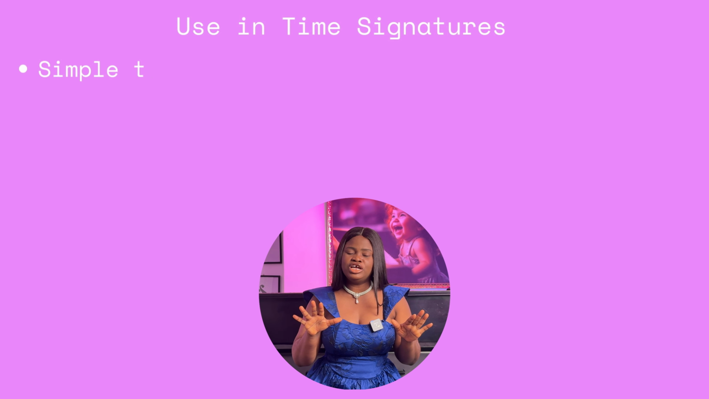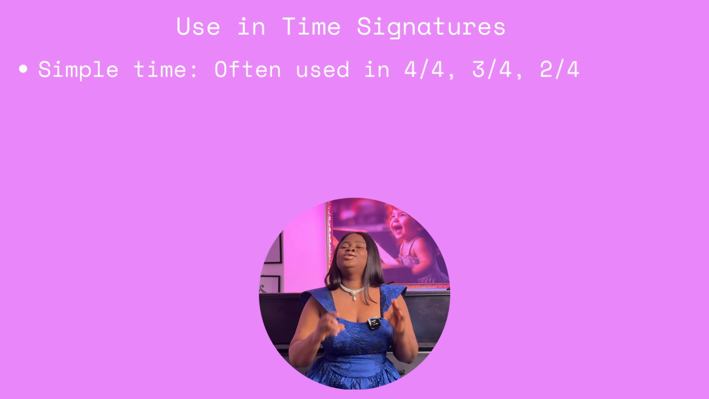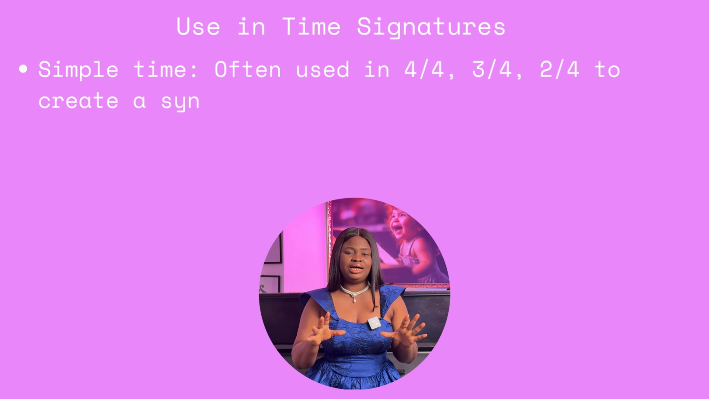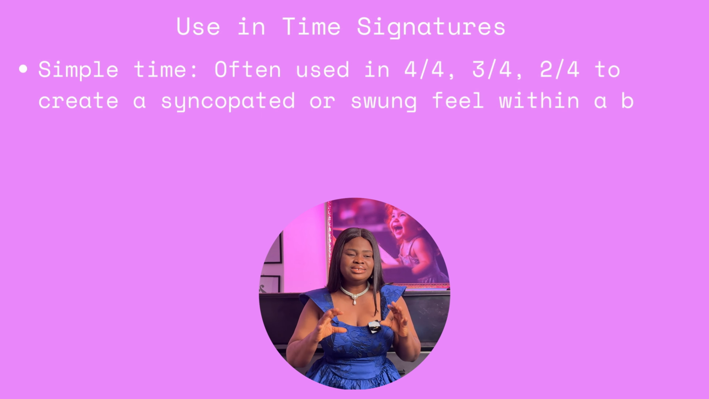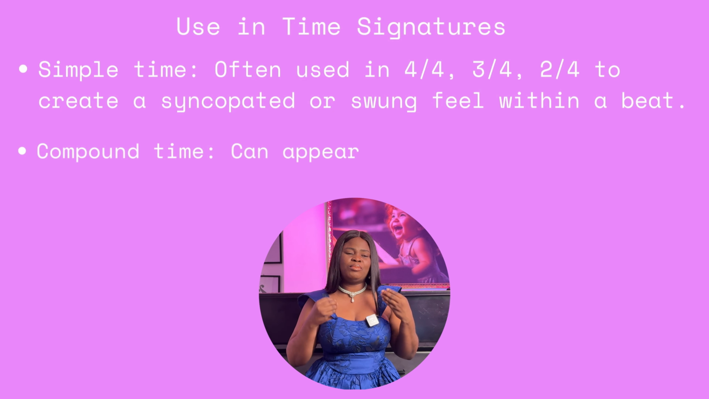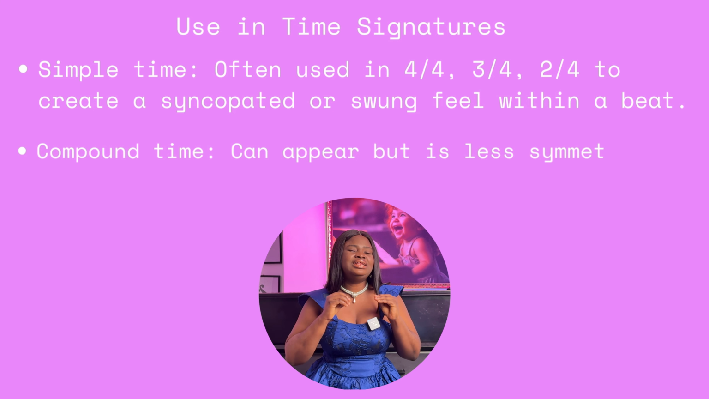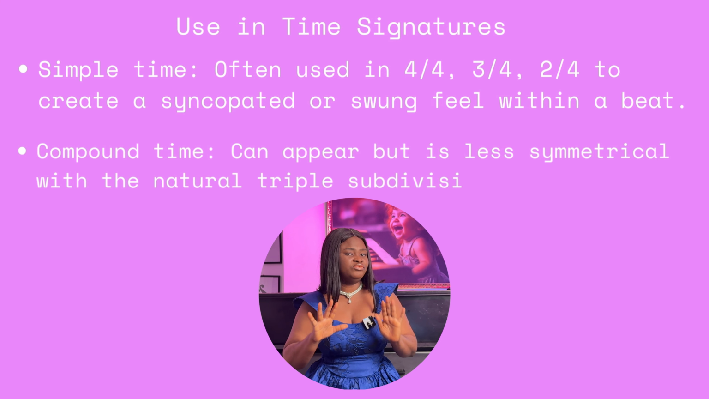In simple time signatures like 4/4, 3/4, or 2/4, the quaver and 2 semiquaver pattern is usually used to create a syncopated or swing feeling within a beat. While in compound time signatures, it can appear but is less symmetrical with natural triple division.